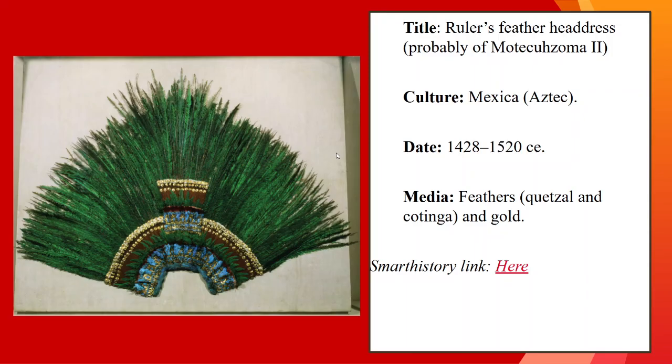We do have one other Aztec piece here that is tied into Tenochtitlan and the story of Cortez conquering the Aztecs. But this one is a feather headdress, not architecture, so this one should go a little faster. This is a ruler's feather headdress, probably of Moctezuma II, cannot confirm, as stated by College Board there. Culture is Mexica or Aztec. Dates 1428 to 1520, so we're seeing the fall of the Aztec Empire right around the corner with the Spanish conquest. Media: feathers, we have quetzal and cotinga bird feathers here, and gold.